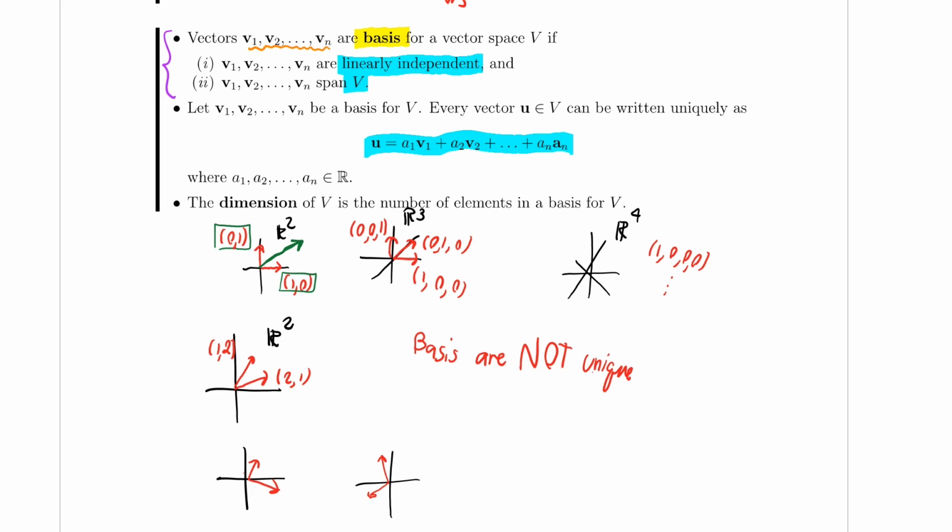And also, the dimension of a vector space is the number of elements in a basis for the vector space. Now, you might notice, no matter how I write the basis for a vector space, the number of elements in the basis is going to be the same. No matter how I write the basis for R squared, the number of elements is going to be just 2. No matter how I write the basis for R cubed, the number is going to be 3. So the number of elements in the basis is unique for that vector space, and that number is called the dimension of that vector space.